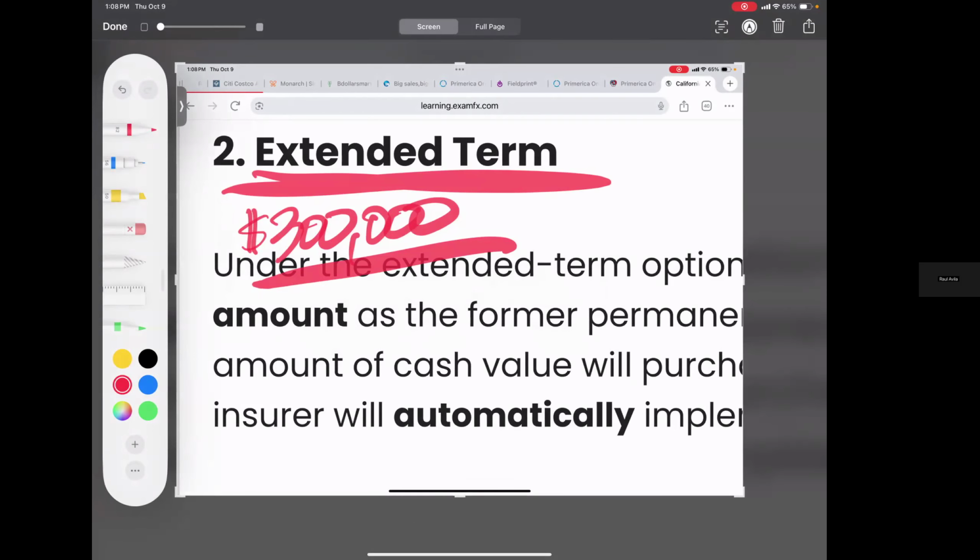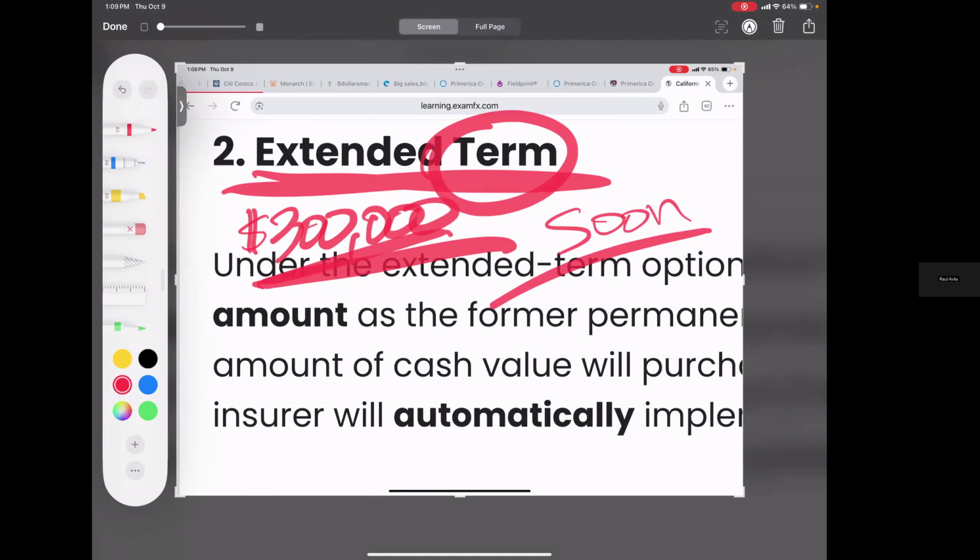But I'm no longer making a monthly payment of 300 bucks, so they're going to use my cash value to pay for the 300,000, but it's going to end soon because once the cash value runs out, the policy ends. You see what I mean? But at least I'm not making monthly payments. Everything good? So coverage stays the same, but it ends soon. That's why it says term, because it ends soon. So keep the same coverage, but it ends soon. Okay. All right. Remember that.